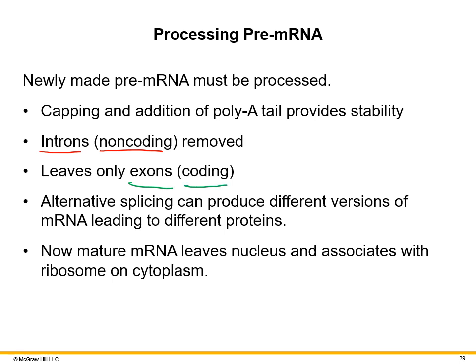Coding means that it is going to code for a certain protein. Non-coding means that it does not code for a protein. Alternative splicing can produce different versions of mRNA, leading to different proteins. So certain parts are cut out and certain parts are left in different combinations. After the pre-mRNA is processed, the now mature mRNA can leave the nucleus and enter the cytoplasm, where it is going to interact with a ribosome.